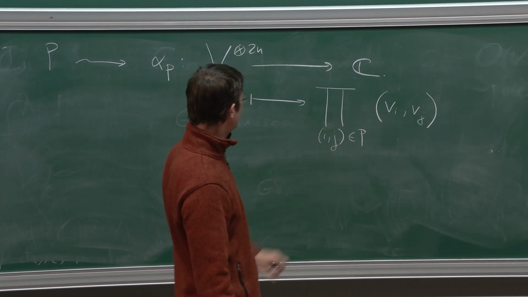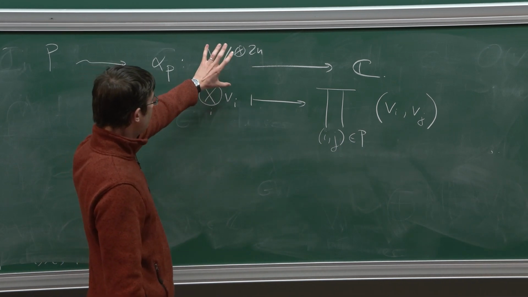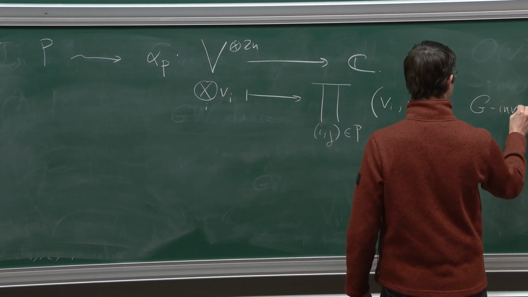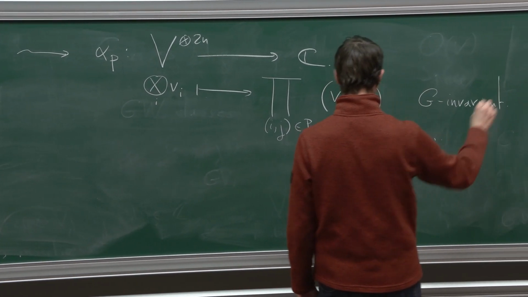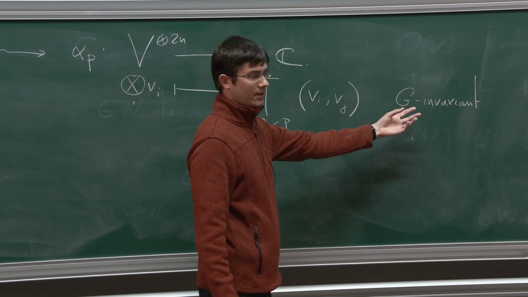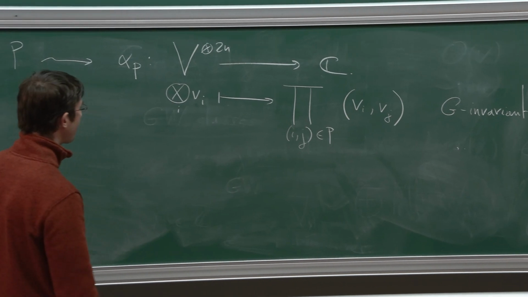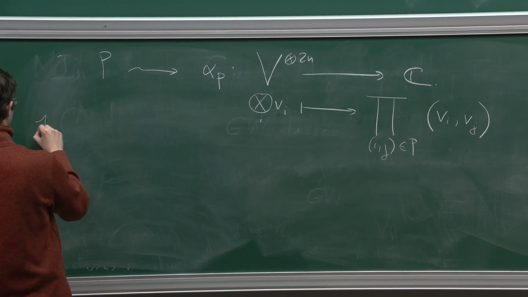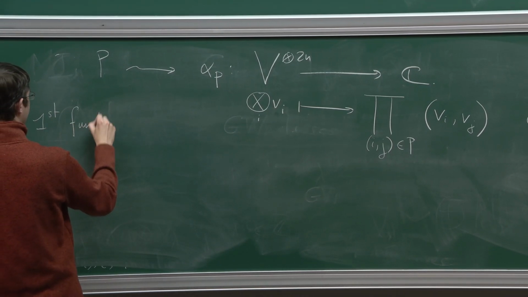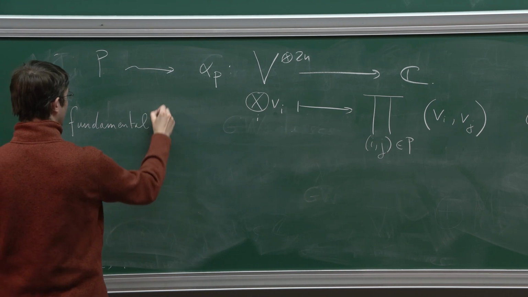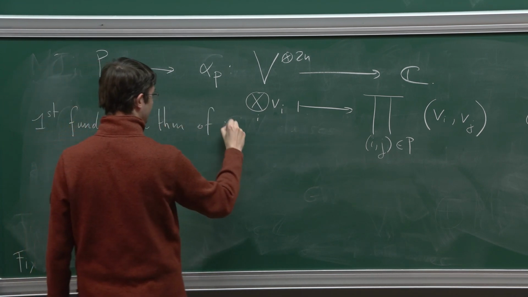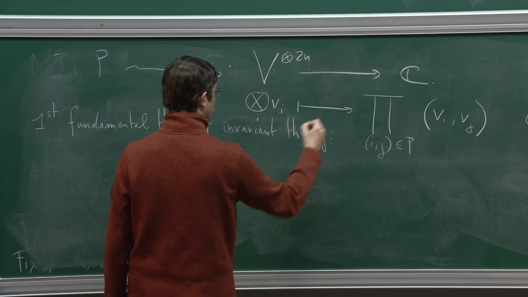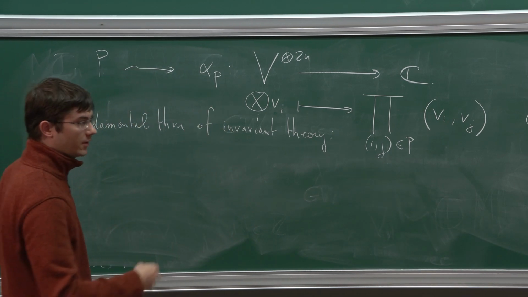So this thing is clearly a linear map from V tensor 2n to C, and it's obviously G invariant because this thing is a bilinear form which is invariant under the group. And then the so-called first fundamental theorem of invariant theory tells you that some of this thing generates the space of invariants linearly.